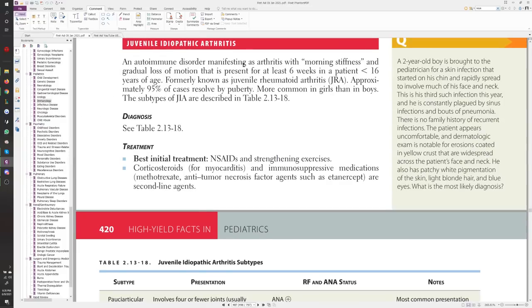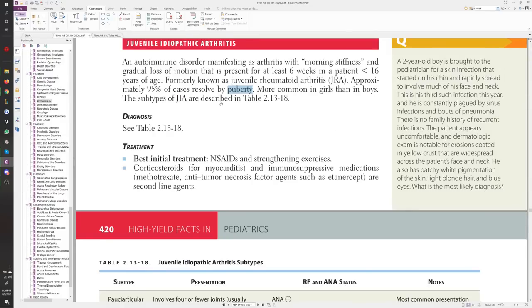An autoimmune disorder manifesting as arthritis with morning stiffness and gradual loss of motion that is present for at least 6 weeks in a patient under age 16. Extremely rare, right? This doesn't happen. We don't see this. Formerly known as juvenile rheumatoid arthritis, approximately 95% of cases resolve by puberty. But that's a long time to wait, depending on when this disease actually started presenting. Puberty may be 2 to 3 years away. More common in girls than in boys.